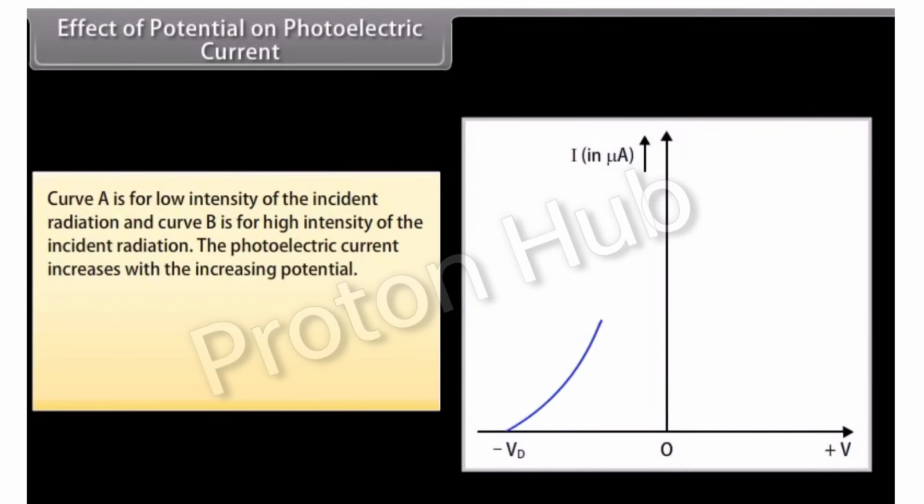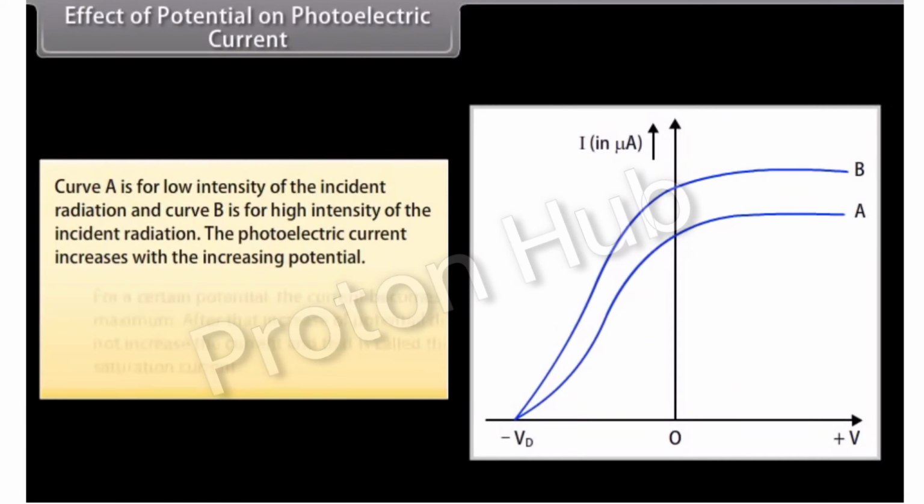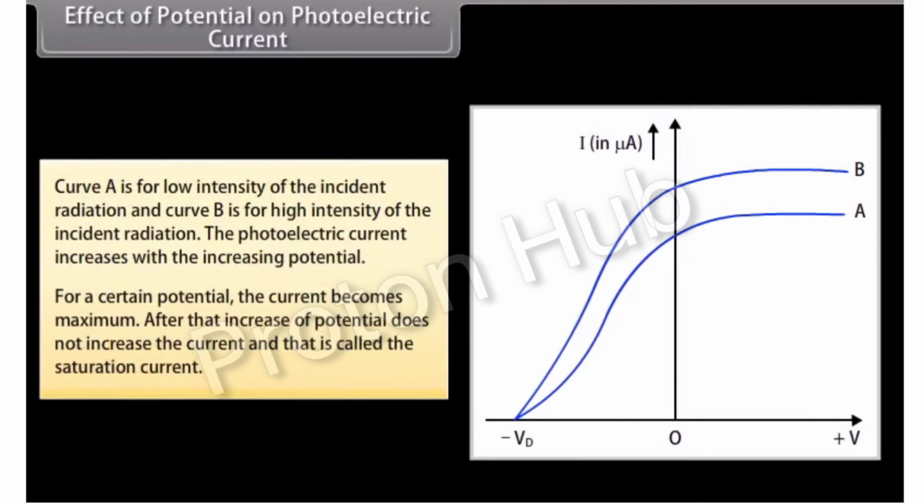Effect of potential on photoelectric current. Curve A is for low intensity of the incident radiation and curve B is for high intensity of the incident radiation. Current increases with the increasing potential. For a certain potential, the current becomes maximum. After that, increase of potential does not increase the current, and that is called the saturation current.